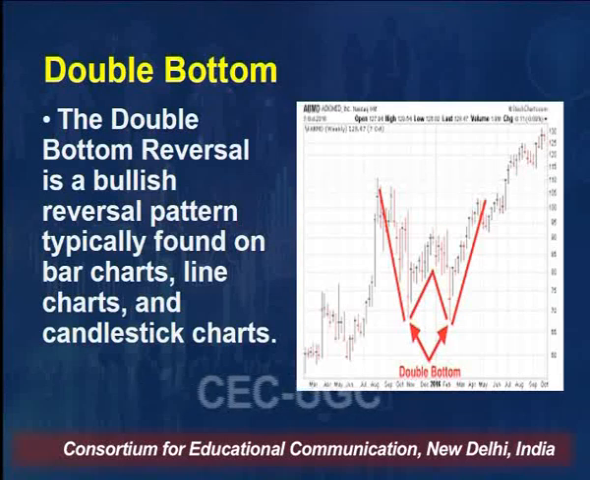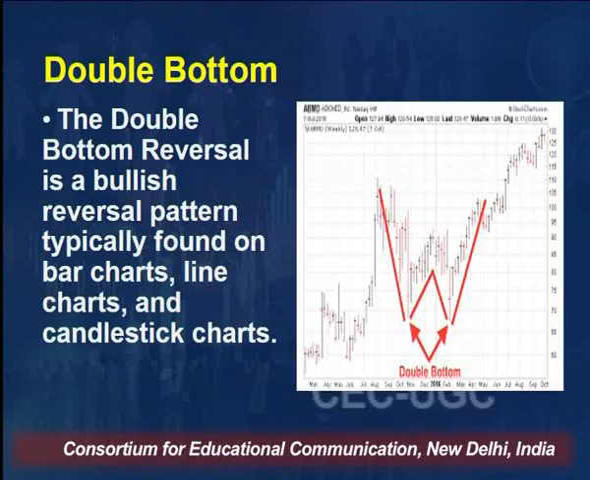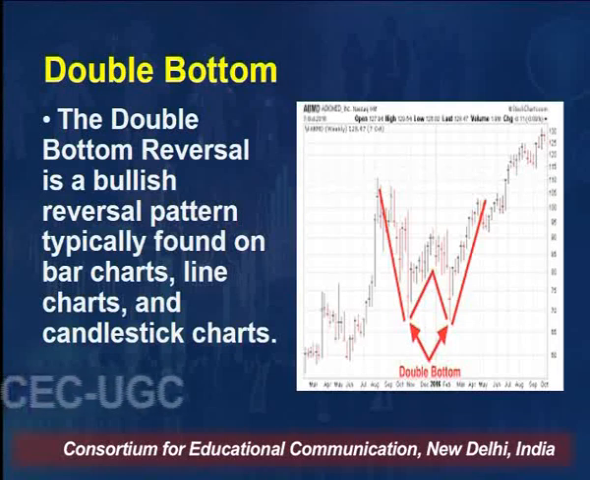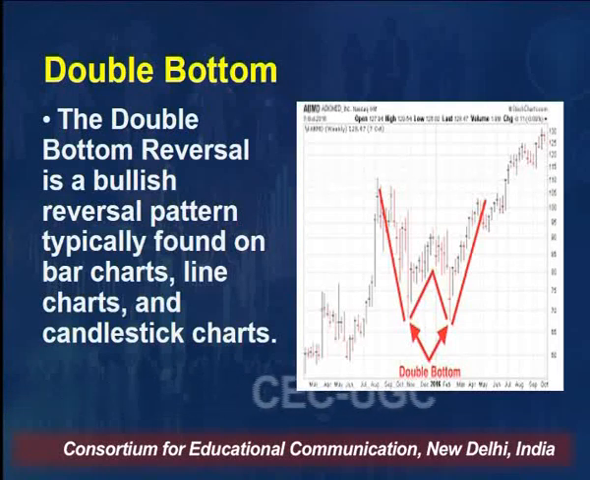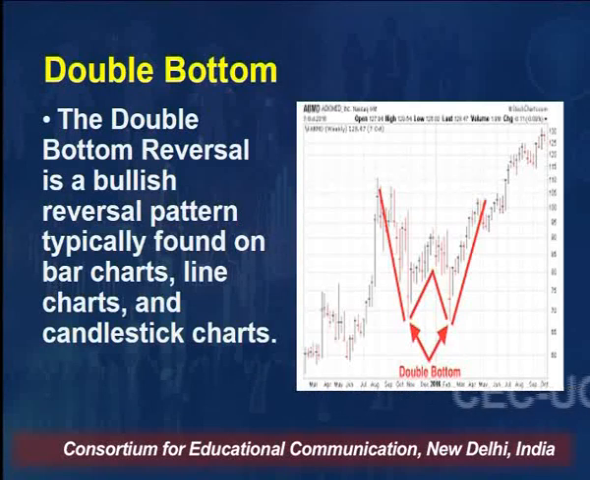What you can notice here is that the double bottom reversal is a bullish reversal pattern typically found on bar charts, line charts and candlestick charts. These are the different charts, right, which we can draw. Here we have again shown the closing prices of a particular company's share, right? On the x-axis the time, on the y-axis the price, and on the basis of the last closing prices, the shape that is coming is a W shape. So once the double bottom is formed, it's a sign that the price reversal will take place. The price will go up.